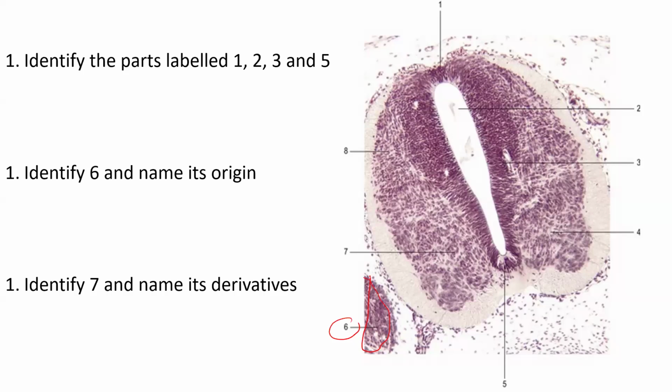What is seven? Very good. Now 7 is the basal plate, and 8 is the alar plate. The alar plate.